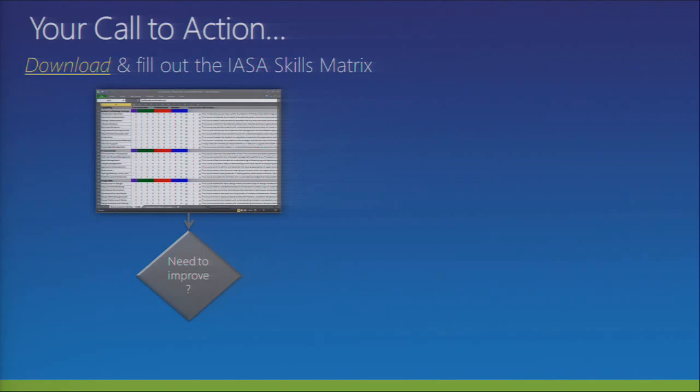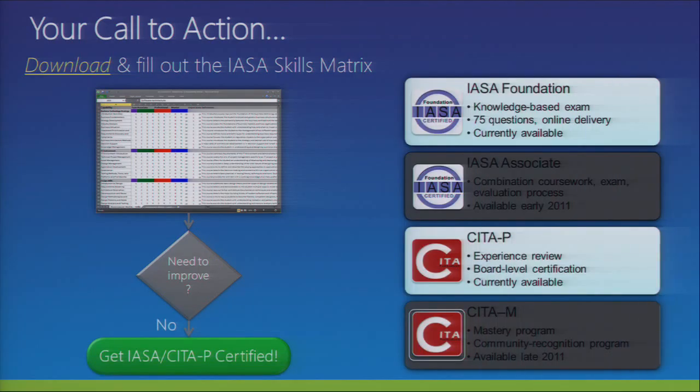If the answer is no, I'm pretty much there, I don't need to improve, consider C2P certification or ISA Foundation certification. If you don't need to improve, by golly, go and get one of these certifications because they're going in the industry. People are really going after architects with these credentials these days.